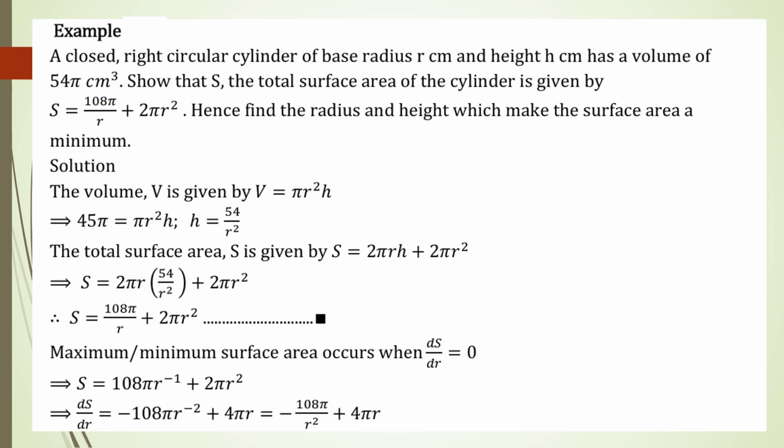So for the next example, we are saying that a closed circular cylinder of base radius r centimeters and height 8 centimeters has a volume of this. So we are supposed to show the total surface area of the cylinder. Now remember that the cylinder is in this format.